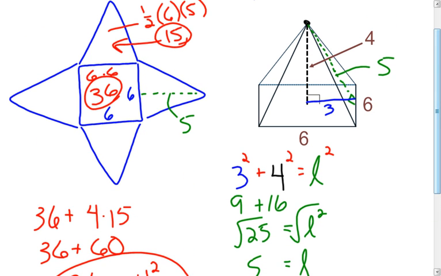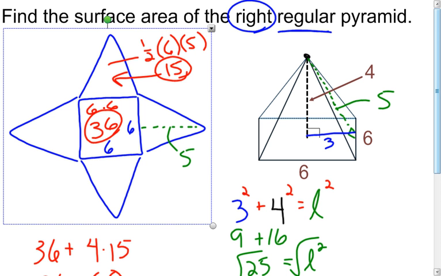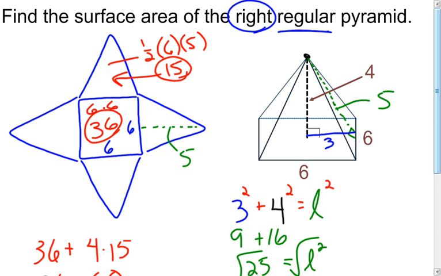Now, not all pyramids are going to have 4 triangles that are all congruent, so keep that in mind. Sometimes the triangles will be different shapes, and you'll have to find the area of all 4 of them.